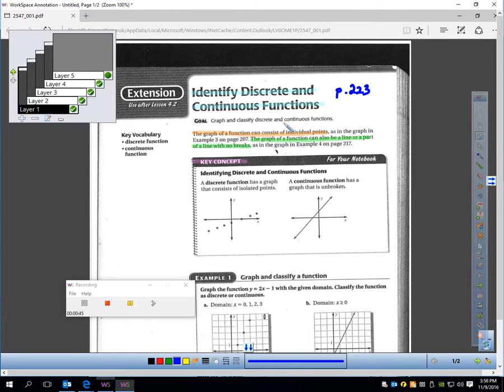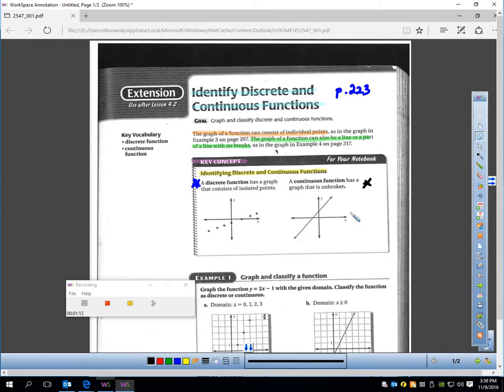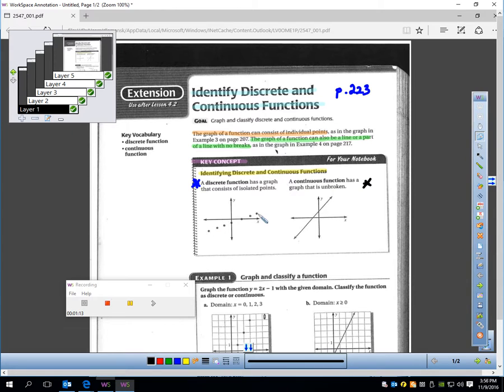So we have two different types of graphs when we're graphing lines. We have discrete functions, or discrete, and continuous. Now, a discrete function is individual points being plotted. That would be this example. A continuous function is a graph that is unbroken. It could be a straight line or a ray or a segment. So discrete is individual plotted points. A continuous function is, I'll write it down here, a line, a ray, or a segment. Okay?